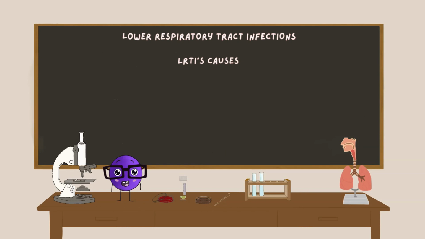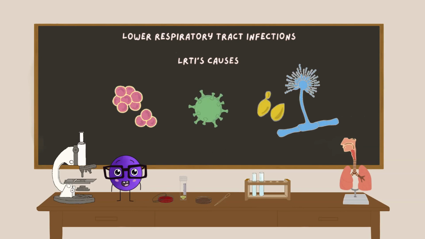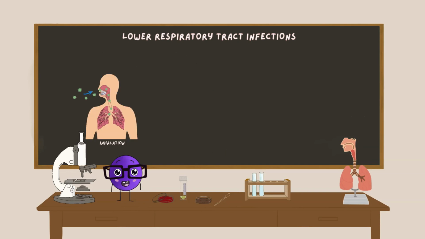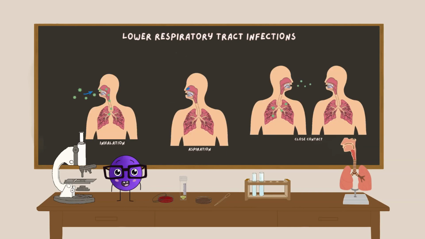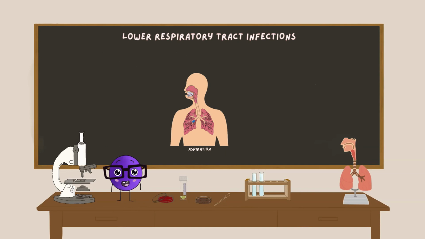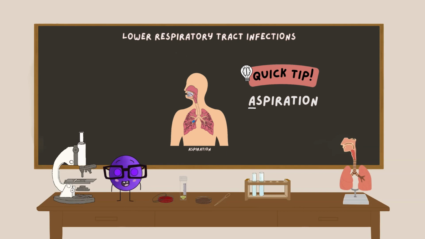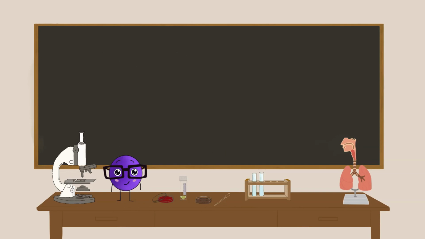So, what causes lower respiratory tract infections? They are typically caused by various pathogens such as bacteria, viruses, and fungi. These pathogens enter the respiratory tract through inhalation, aspiration, and close contact, leading to infection and inflammation of the lower airways and lung tissue. A quick tip to remember the word aspiration. Think of the first letter A as in apple, which represents food. Aspiration means inhaling substances like food or liquid into the lungs. This connection can help you recall the term and its significance in respiratory health.